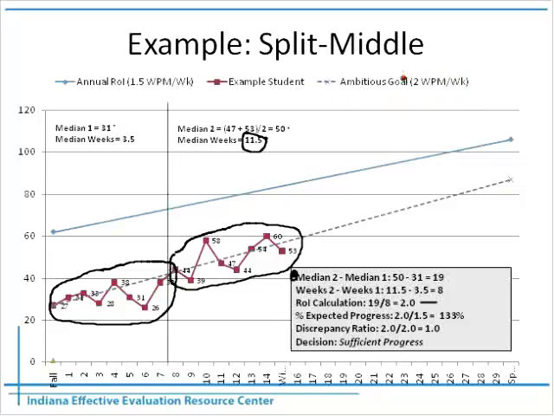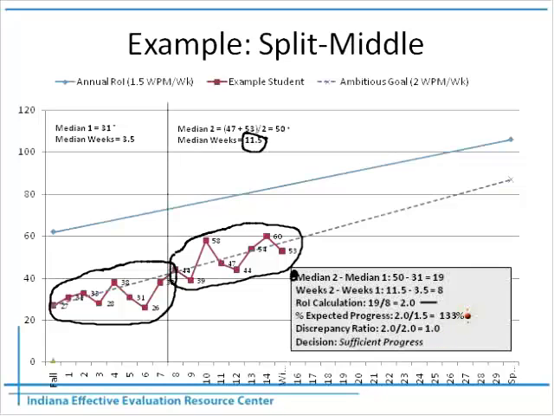see then up here is exactly where we wanted the student to be in terms of the ambitious goal. So in this model, we would determine that the student is making sufficient progress in comparison to the goal line. Calculating the discrepancy ratio, in this example, we take 2.0 divided by 2.0, and we get 1.0, which means the student is exactly on track in comparison to what we wanted out of them as an ambitious goal.